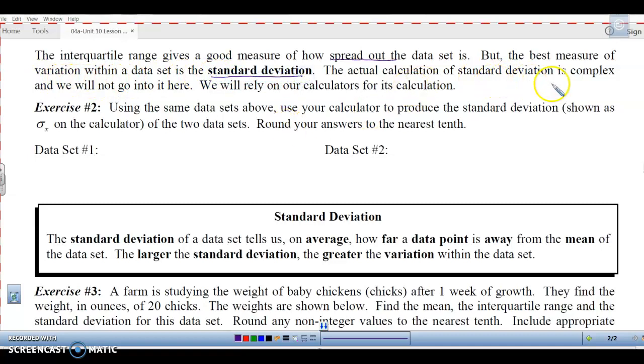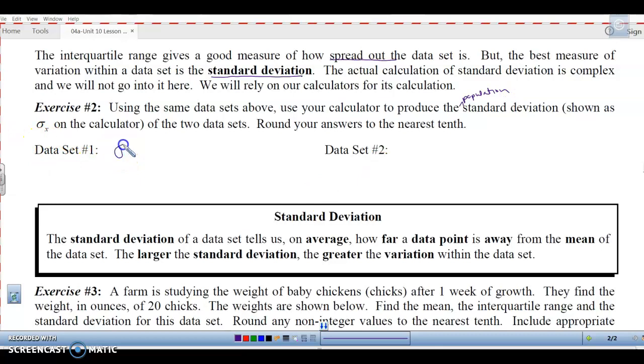The actual calculation of standard deviation is complex. We will not go in there. We'll rely on our calculators for its calculations. All right, so using the same data sets above, use your calculator to produce the standard deviation, which is shown as this theta symbol, or I forgot what symbol this is, but anyway, on the calculator of the two data sets. So this is also called the population standard deviation.